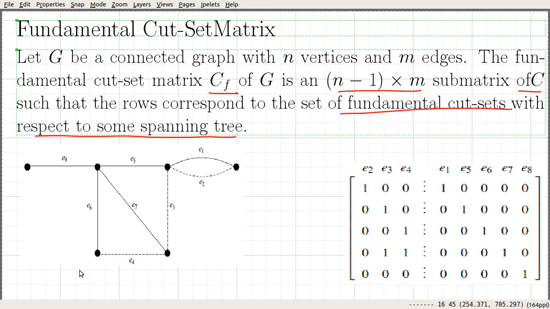Let's consider this graph G, and let's consider this spanning tree, which is highlighted in red here. The tree contains edges E1, E5, E8, E6 and E7, and these three edges, E2, E3 and E4, are chord edges with respect to this red spanning tree. So let's consider that spanning tree and the fundamental cut sets with respect to it.